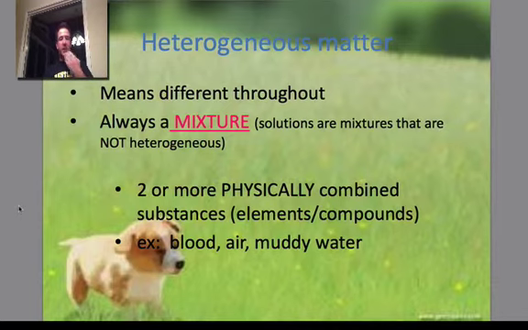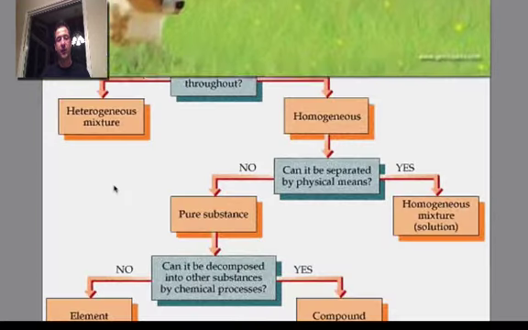So it's always a mixture, except solutions are a special consideration. They're a type of mixture, but they're not heterogeneous. They're homogeneous. That's why we said mixtures can be homogeneous or heterogeneous, because solutions actually look uniformly scattered, okay? Because that's a solute dissolving in a solvent. So there are two or more physically combined substances, elements, and compounds. Examples are blood, air, and muddy water, okay?